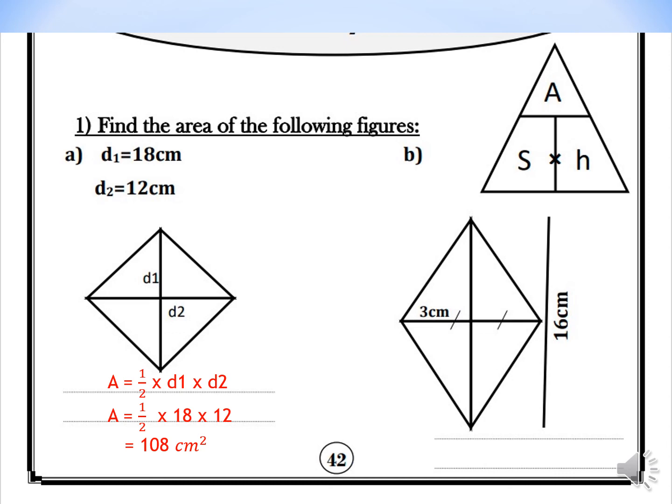In this shape, I have a rhombus. Diagonal 1 equals 16 centimeter, and diagonal 2 equals 3 plus 3, as these two sides are equal. Diagonals bisect each other. So the area will be half times 16 times 6. It will be equal 48 centimeter squared.